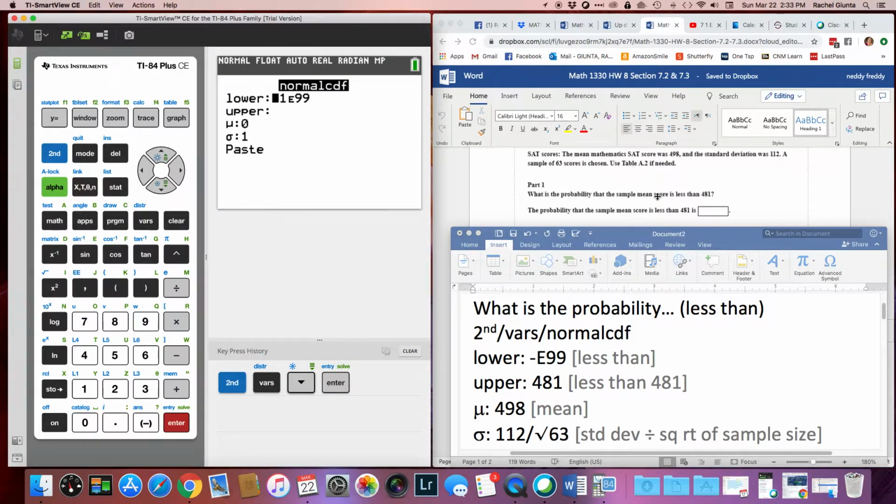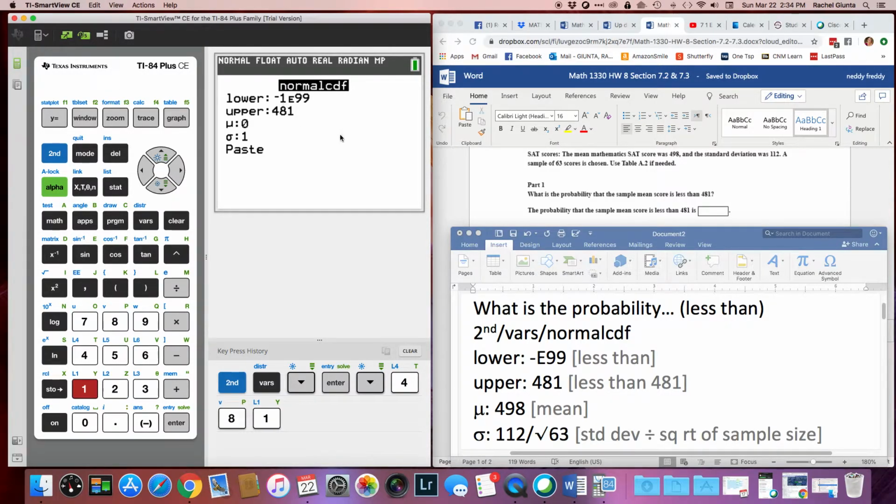In this first one, it says probability that the sample mean score is less than 481. So just like in 7.2, less than means that the number they give you is the upper limit, because less than 481 means anything from 481 on down. So that's the highest number it can be. And the lower limit is the one that pops up by default in here, which is the negative 1E99. That 1 right there, you can put it in or not.